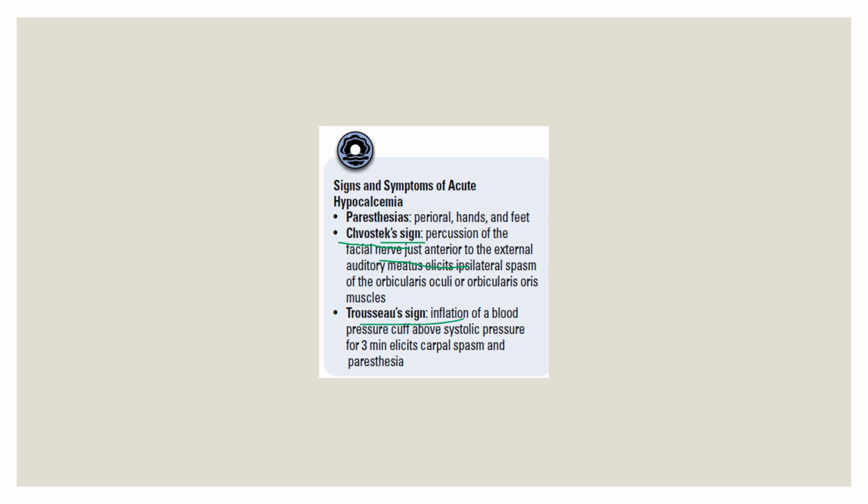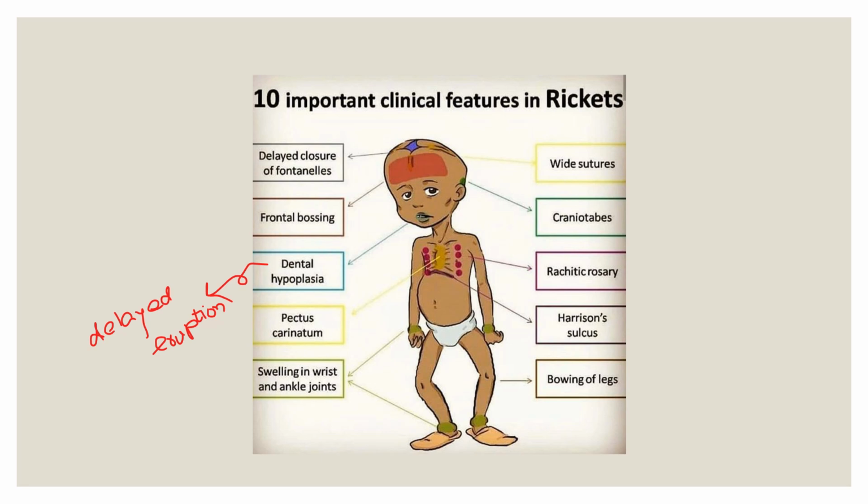What is Trousseau sign? When you inflate the blood pressure cuff above the systolic pressure for 3 minutes, it can elicit carpal spasm, carpopedal spasm. Carpal spasm means of the hands, pedal means of the leg. So carpal spasm and paresthesia, that's Trousseau sign. Now, these are the signs of rickets and osteomalacia. Rickets is in a growing child and osteomalacia is in an adult.